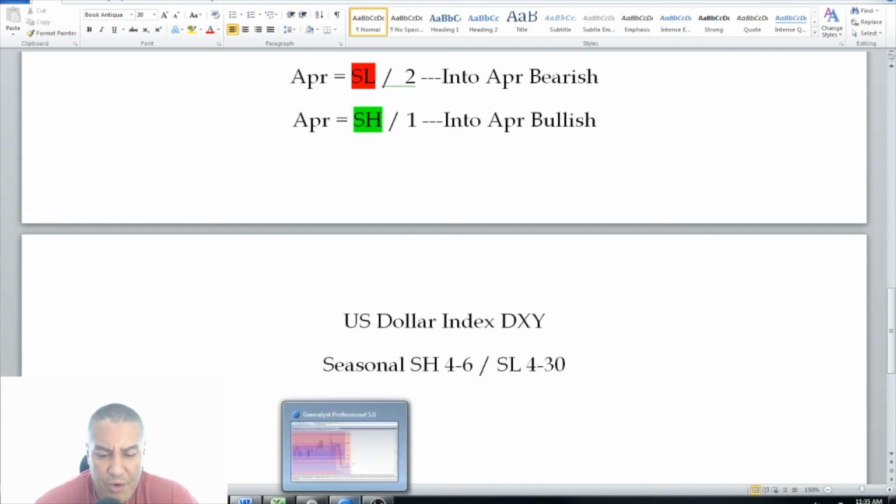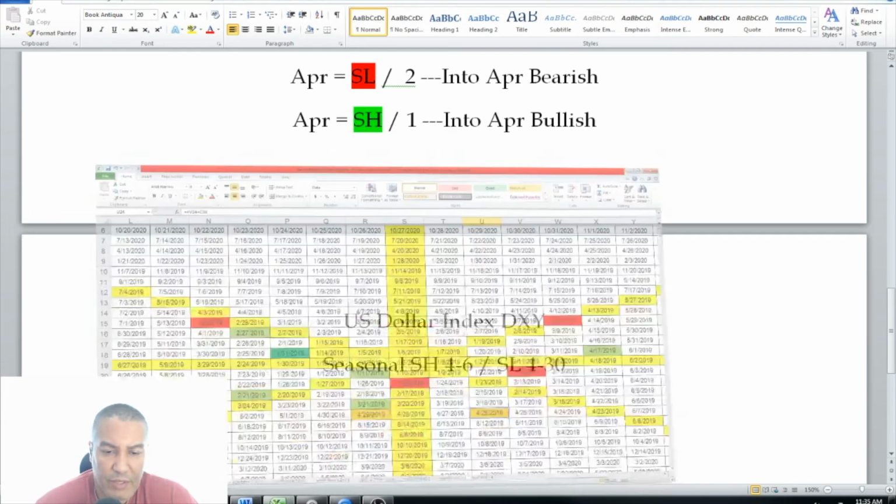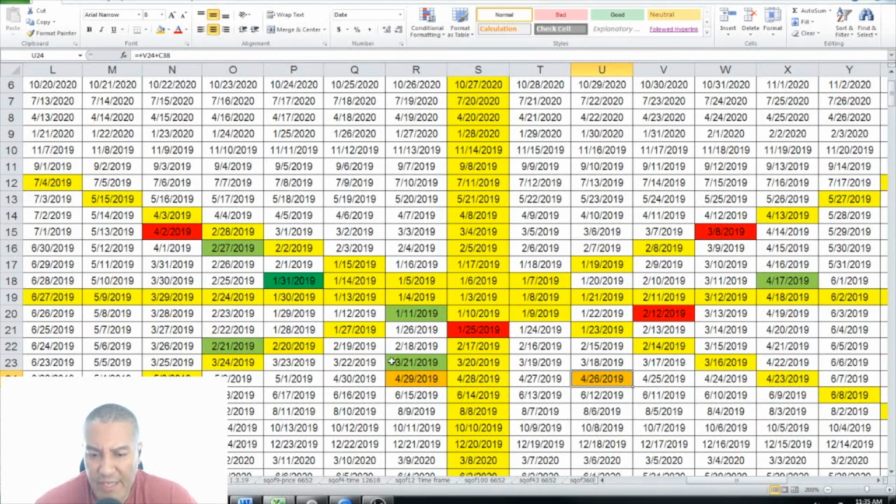And lastly, I wanted to show, these are the dates I was watching right here, the 29th, the 26th.